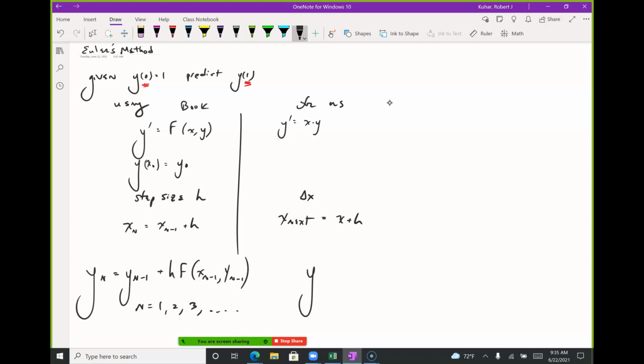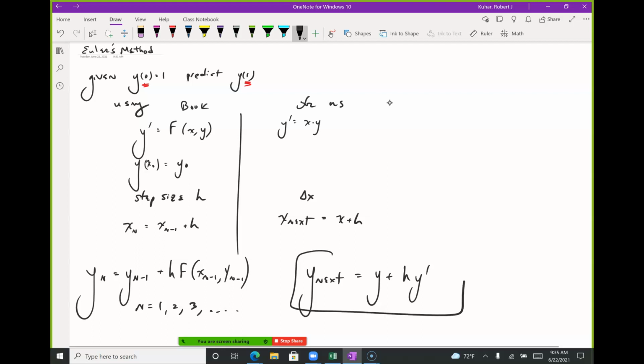I like y next is equal to y plus h y prime. So that's my version, a little bit simpler.